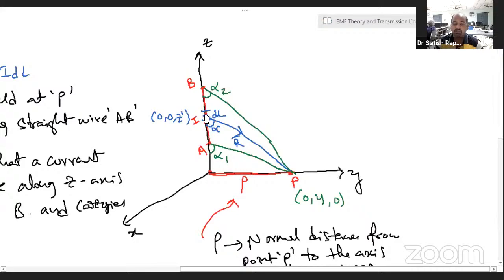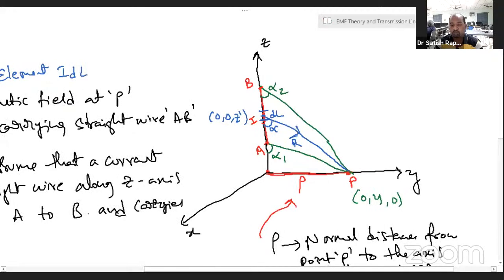This differential element is considered at (0, 0, z dash) on the z-axis, and it makes an angle alpha. The length between point P and the differential element is r, and rho is the normal distance. Rho is the normal distance between point P and the axis on which the current carrying conductor is considered.